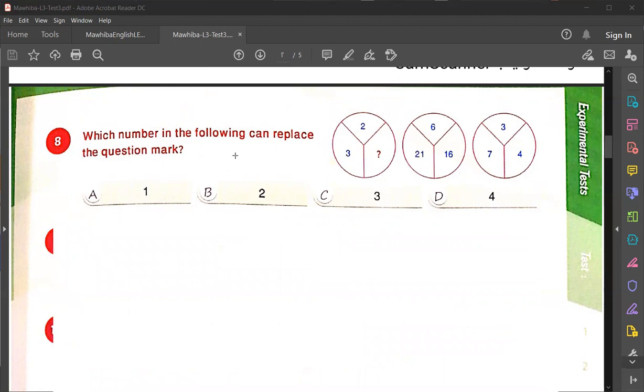Now we have a pattern here. We want to discover the missing number. Find the missing number here. Okay, you try it and find the missing number. Which number in the following can replace the question mark? Which number? Okay, you try. How to get 6 here? And how to get 3 here?